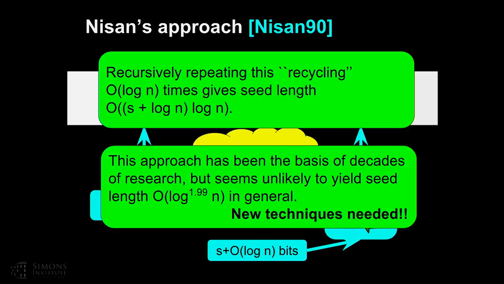So this approach has been the basis of decades of work, but somehow it doesn't seem like we're going to get past this log squared barrier in the general case, because somehow we'd have to either avoid doing the recursion or get away with a constant amount of randomness at each step of the recursion. So it seems like we're a little bit stuck here and we want to bring in some new techniques.